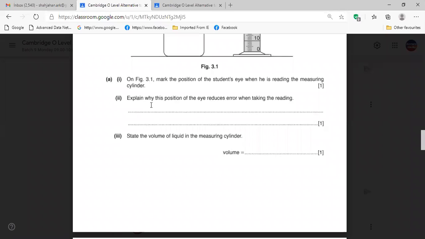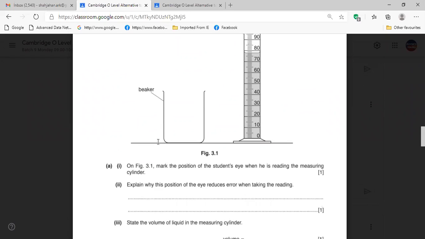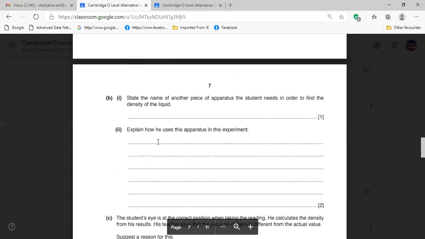Done. Good. Then the next one, B3, state the volume of the liquid in the measuring cylinder. Ifaz, what is the volume here? 78 centimeter cube. Tamjid, what did you get? 78. Abir, you also got 78? Yes, sir, 78 centimeter cube. Okay, you all got the correct one.